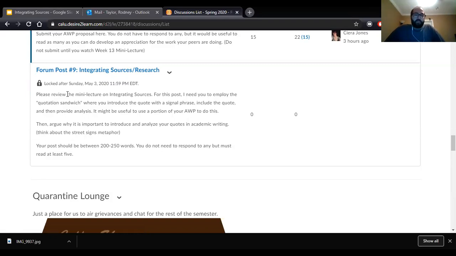It might be useful to use a portion of your academic writing project to do this. If you're working on your academic writing project and you have this pivot point in your essay where you're using a direct quote, you could use it as a chance to revise it and add the signal phrase and the analysis. After you do that, you can just plug it in right here as your D2L post. And then I want you to argue why it is important to introduce and analyze your quotes in academic writing. So think about the street signs metaphor. You could simply regurgitate what I told you in this lecture.